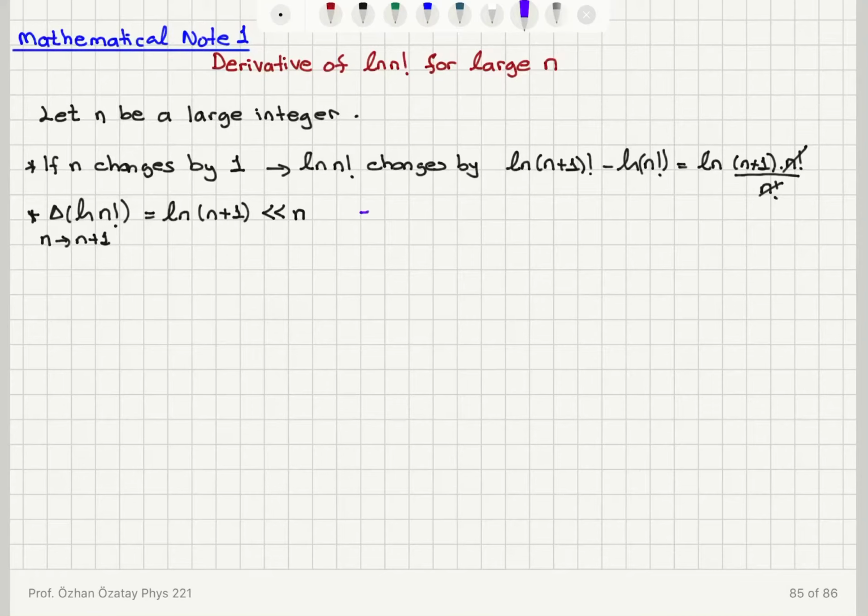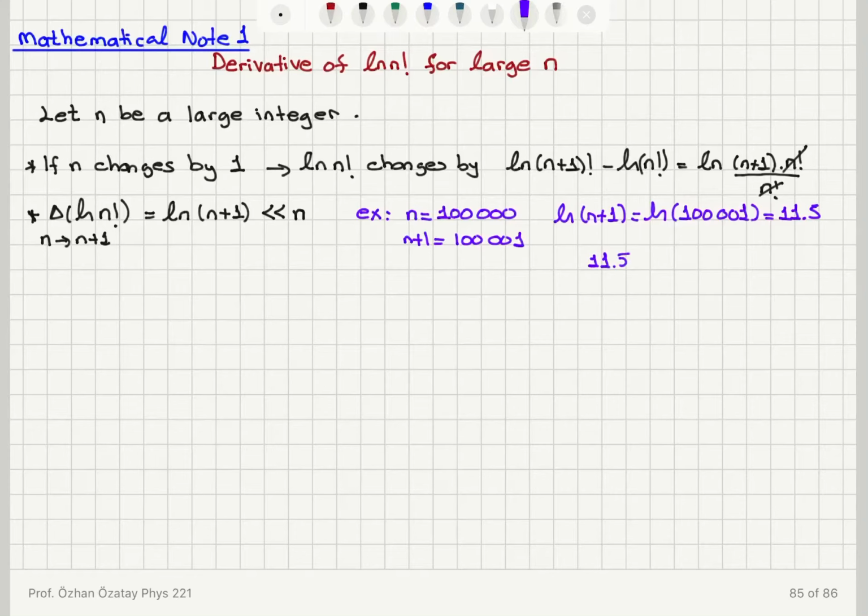For example, let's have n equal to 100,000, a large integer. Then n plus 1 is equal to 100,001. Natural logarithm of n plus 1 is equal to natural logarithm of 100,001. That is 11.5. And as you can see, 11.5 is much less than 100,000. So this observation that I'm making here is correct.